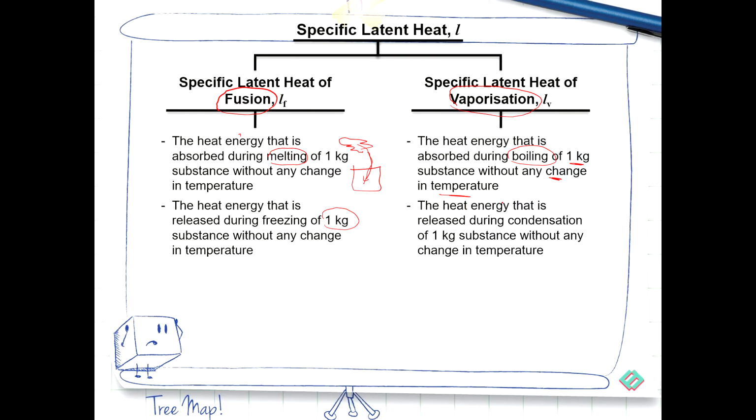Or the other way around, the heat energy that is released during condensation of 1 kg of substance. You take 1 kg of gas and condense it until it becomes liquid. So that is called latent heat of vaporization. Pengewapan. This one is solid to liquid, or the other way around. This one is liquid to gas, or the other way around.